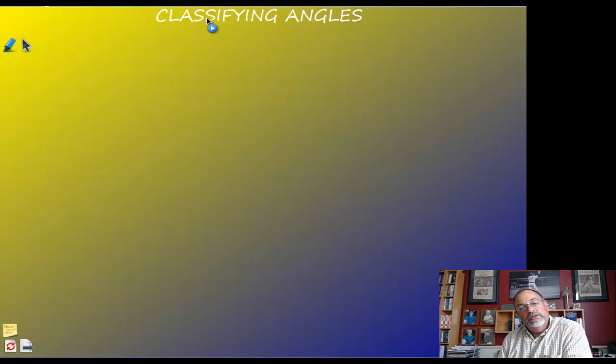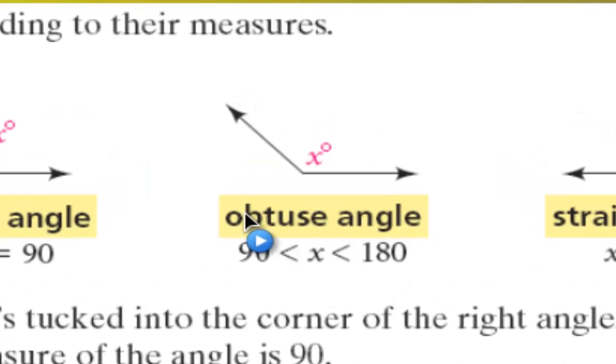The next type of angle is what we call an obtuse angle. An obtuse angle. Why are you being so obtuse? What movie is that from?